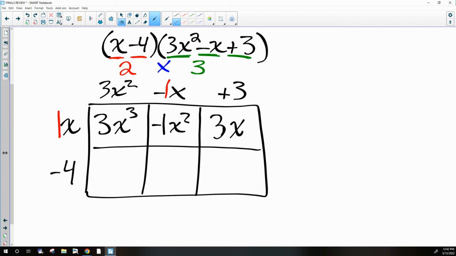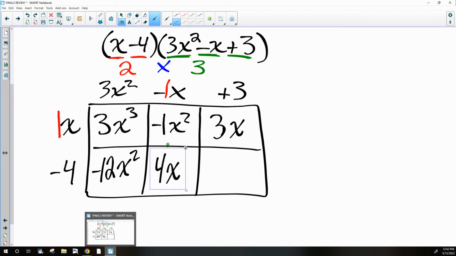Questions on the top row? Nobody. Okay, 3x squared times -4 is -12x squared. Okay, bottom middle: -4 times -1x is 4x. -4 times -1 is 4, and there was 1x. And -12 in our last. So that's set up your box, multiply, fill out your box.